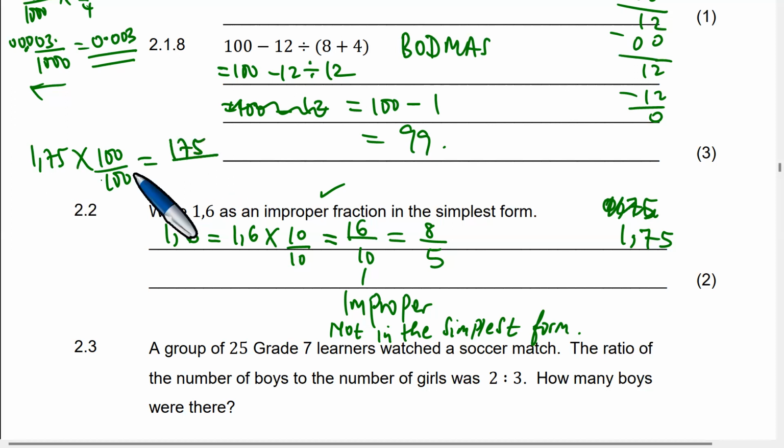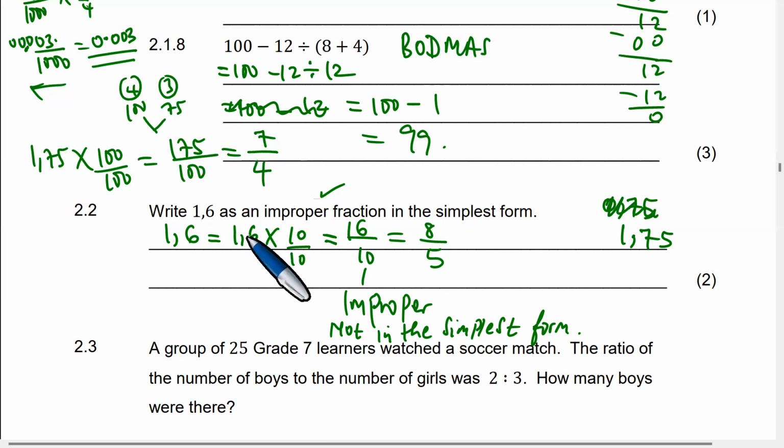175 over 100, that is this times 100, then you divide by 100. You can divide by 25 here. 25 goes how many times into 100? 4 times. Okay. 25 goes how many times into 175? It has 100 and then also has 75. So 25 goes 4 times into 100. Here it goes 3 times. So it means that it goes 7 times. So this would be the answer. So 1,75 would be 7 over 4. You get the point? Yes, sir.